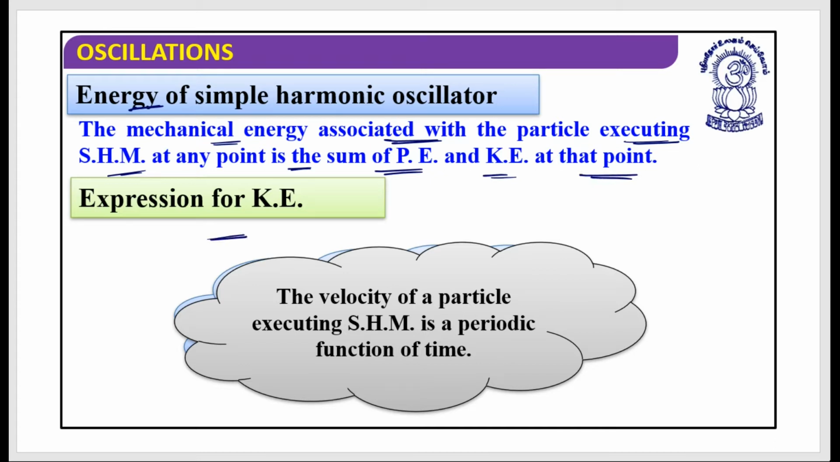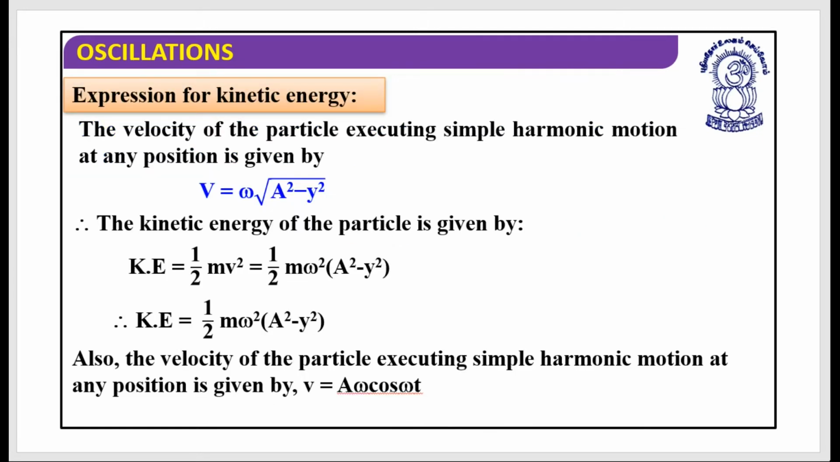Let's first define the expression for the kinetic energy, and we have two relations for the velocity. One of them is v = aω cos ωt. This is the velocity function with respect to time when the particle has started its motion from the mean position, and the other relation is v = ω√(a² − x²). Let's use them one by one and see what we get.